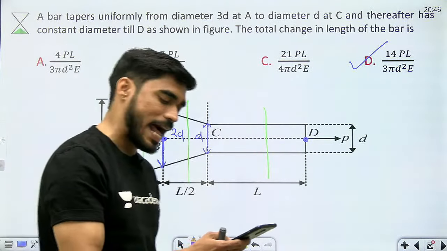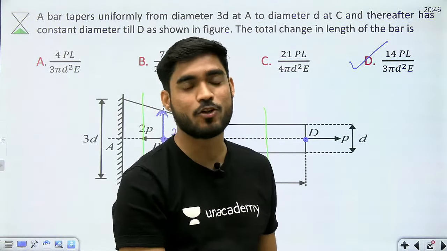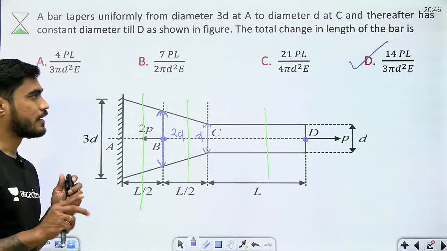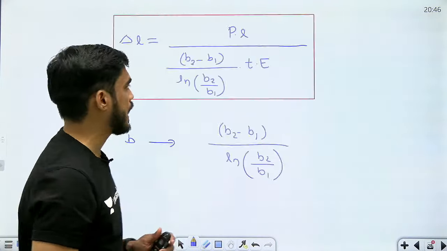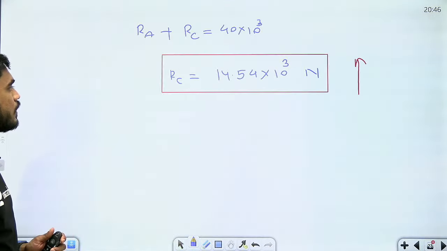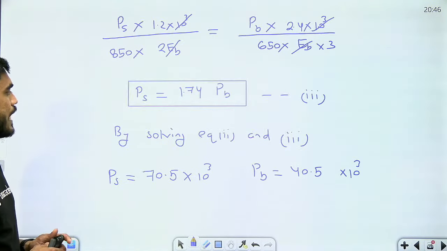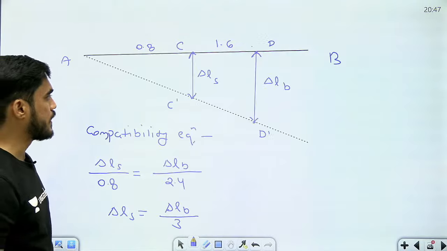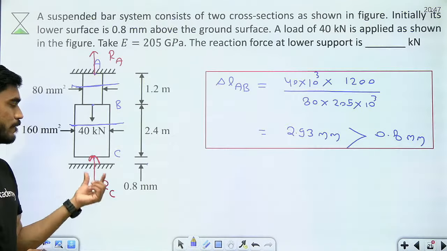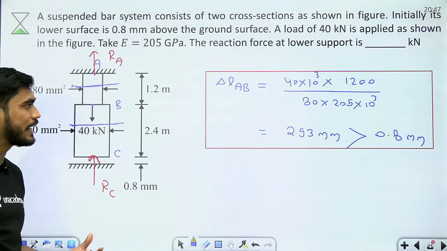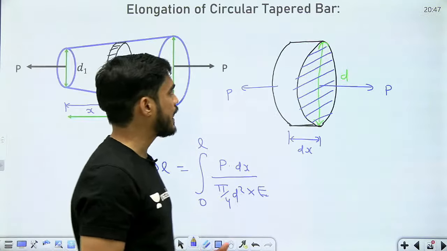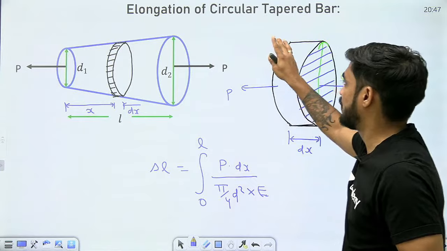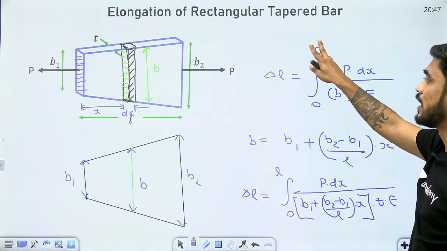Beta, you see the last lecture again. Otherwise, nobody will explain. Nobody can explain. Okay. All right. So, beta, today's class we have seen how to solve problems of statically indeterminate bars of this type. Today we saw questions based on this type of statically indeterminate bar, and then we derived the equation of elongation in circular tapered bar and rectangular tapered bar.